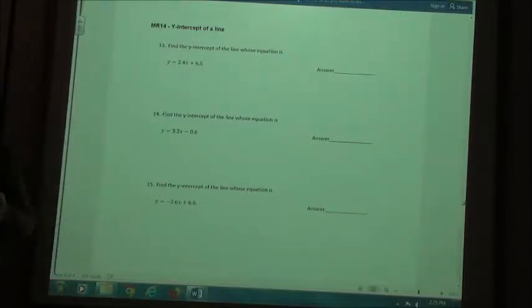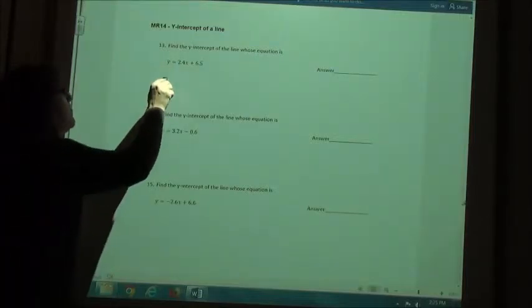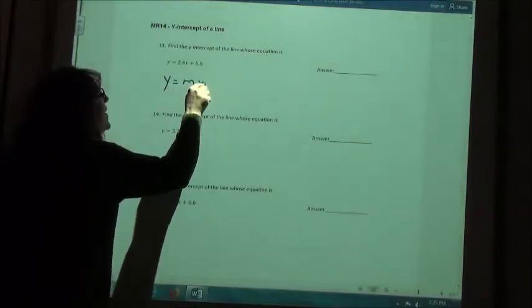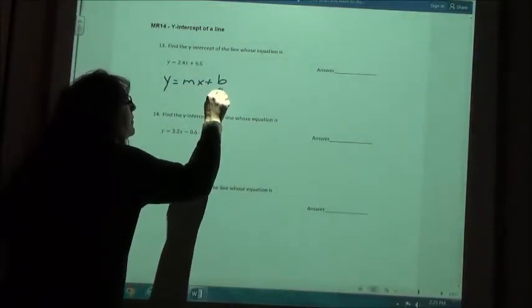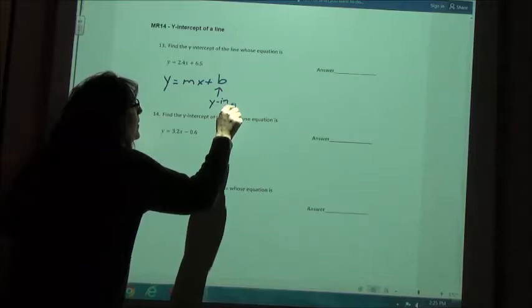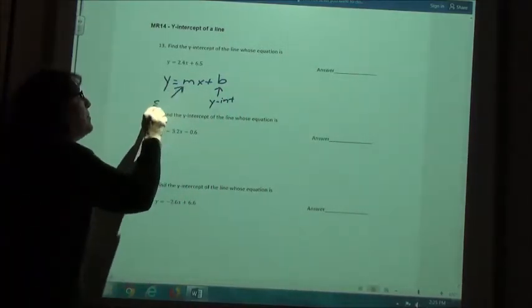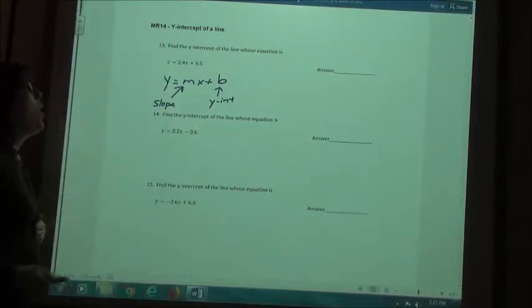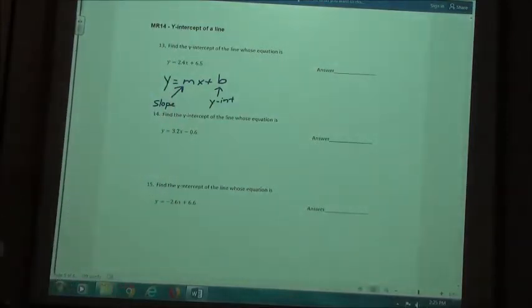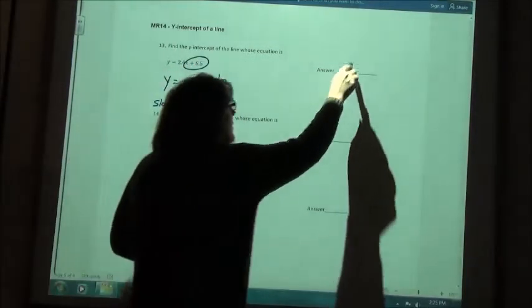The y-intercept of my line, if I have it in the form of y equals mx plus b, is that b number, right? The number in front of my x happens to be my slope. So the y-intercept of my line on this first one, 6.5.